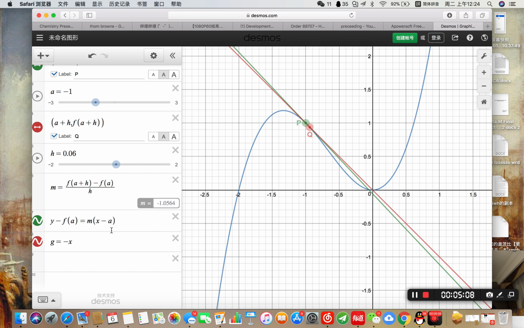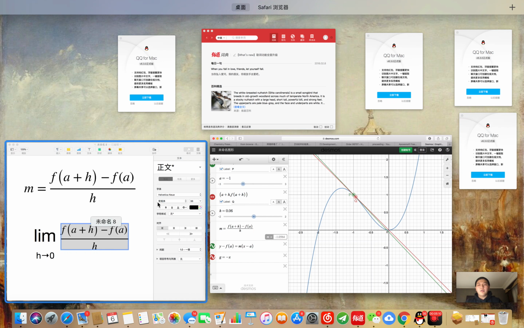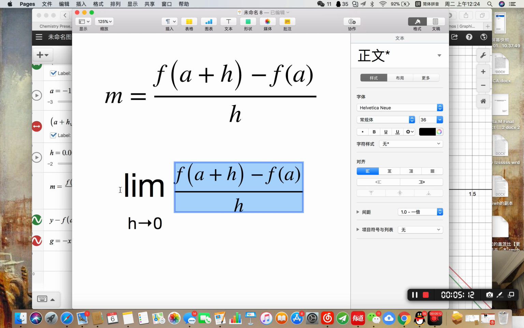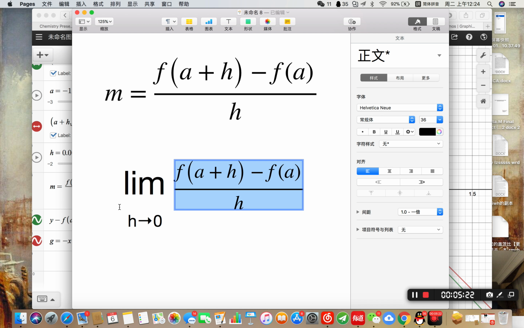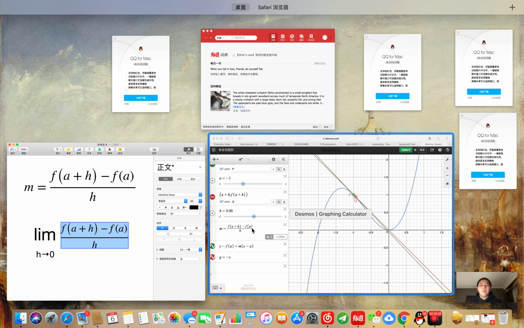So that means the formula, the limit as h approaches 0 of f(a + h) minus f(a) divided by h, is correct for the slope of a tangent line at one point on the graph.